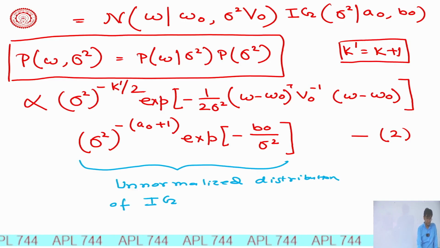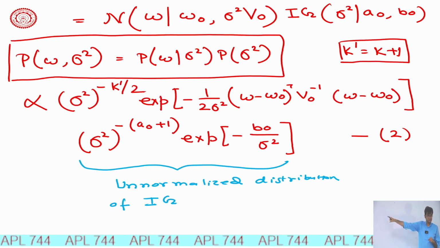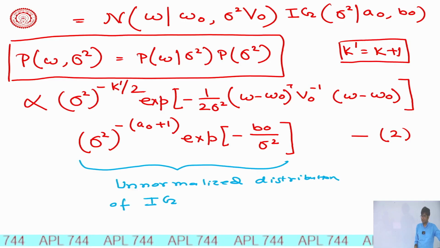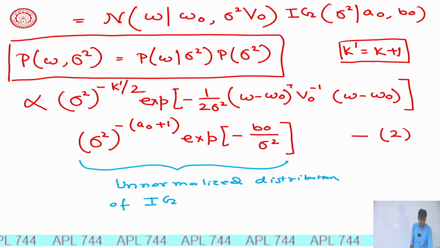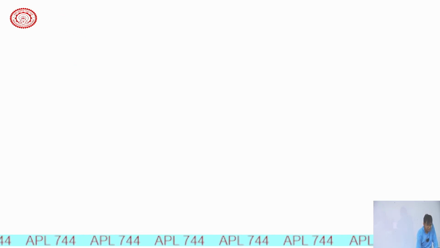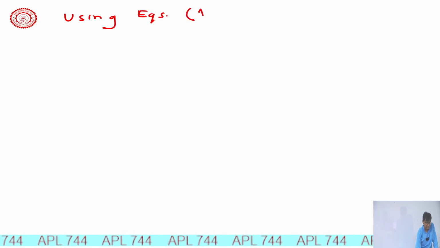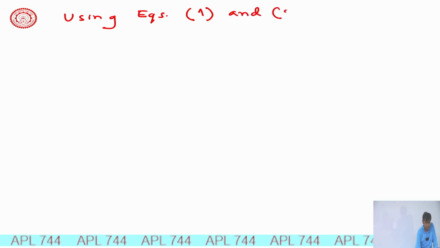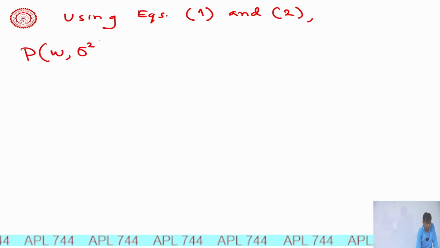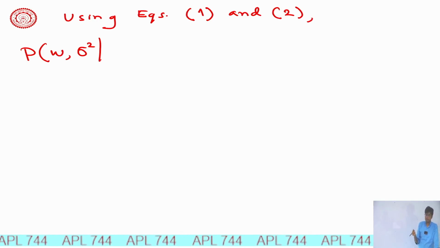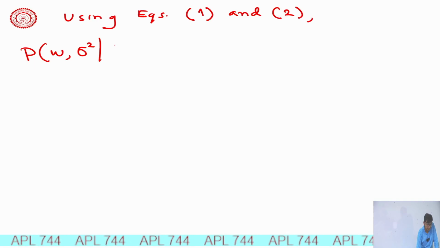Right, previously you wrote the likelihood. So, I have my prior, which is equation number 2, I have my likelihood, which is equation number 1. What will I do next? Posterior. So, let us find out the posterior. So, therefore, using equations 1 and 2, we get probability of W comma sigma square given the data, which is t and x. So, I will write data.